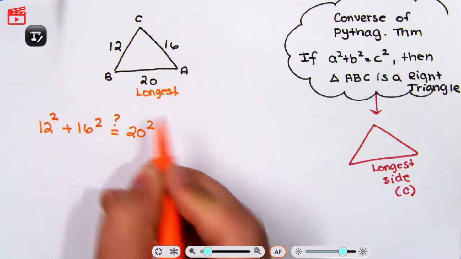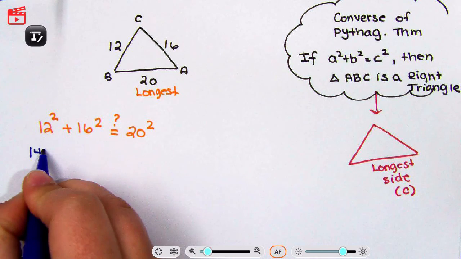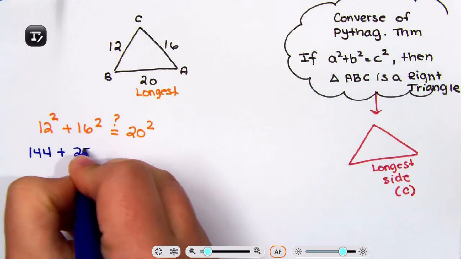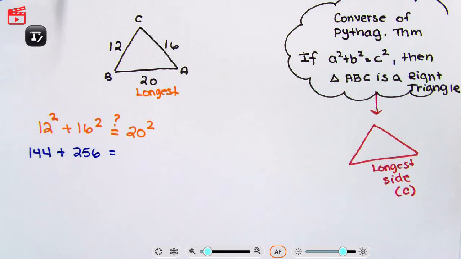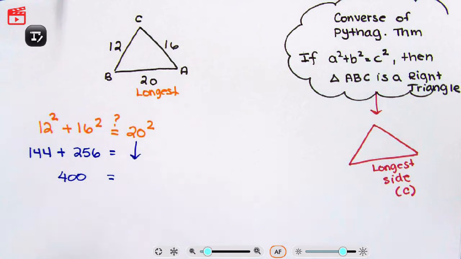And I'm going to put a little question mark there just to check, because we don't know it's equal. If I just leave it as equal, I'm going to be telling something that potentially could not be true. So we're just going to see 12 squared is equal to 144, and 16 squared is equal to 256. I'm going to hold off on this just for a moment. 144 plus 256, that is 400. And then I'm going to bring this down and I'm going to say 20 squared is 400.